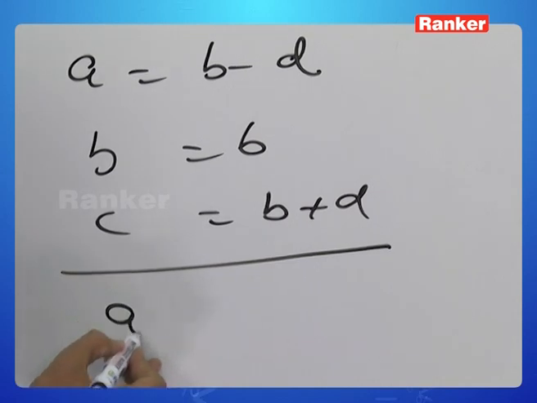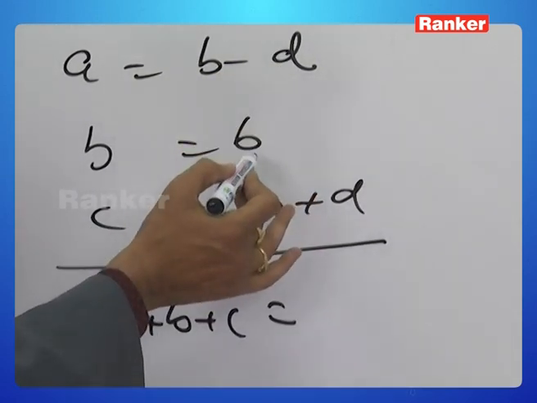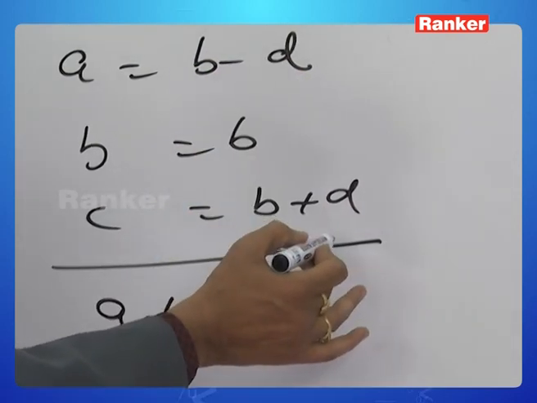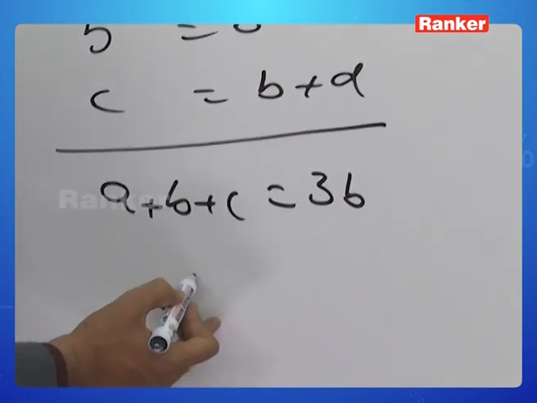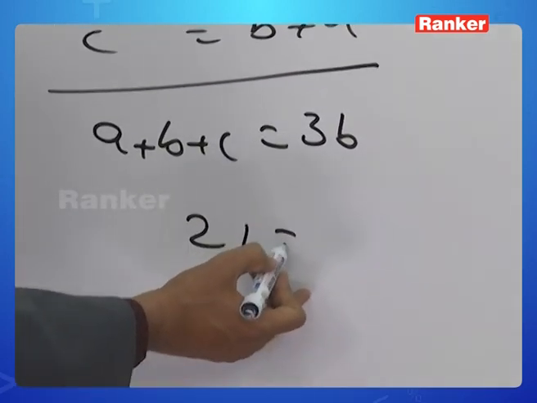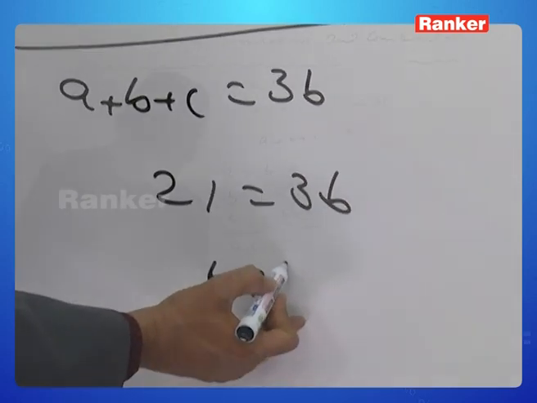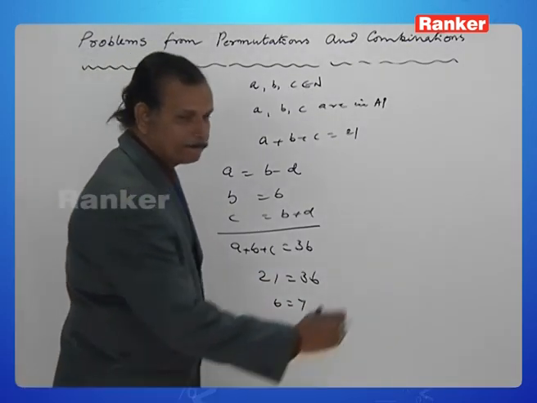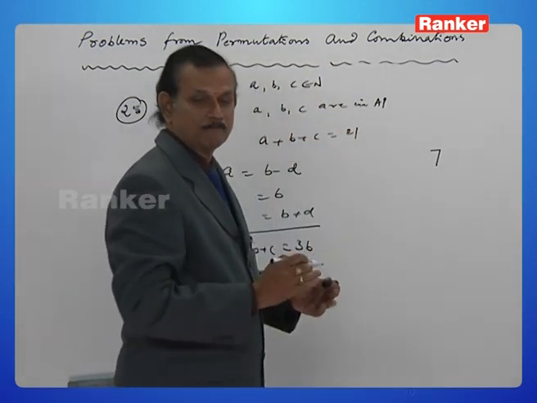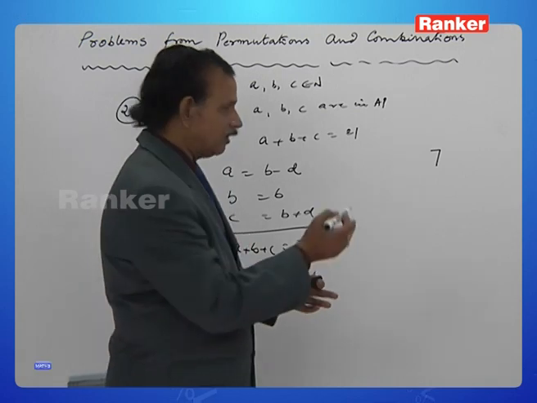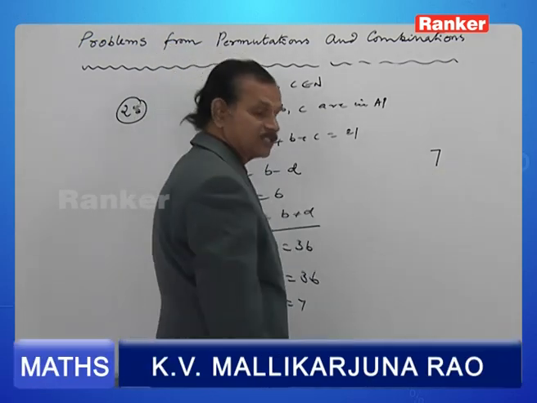What are you going to have? A plus B plus C is equal to (B minus D) plus B plus (B plus D). If you add all these things, you will be having 3B. But from data, A plus B plus C is 21. 21 is equal to 3B. Therefore, B is equal to how much? 7. Middle number is 7. And if you are supposed to have A and C, B is got.